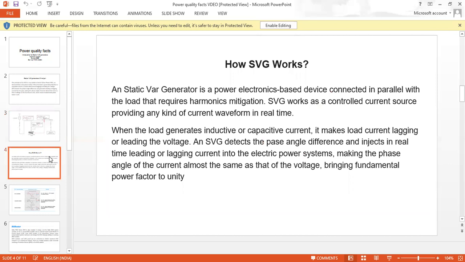Let me explain how the SVG works. A static VAR generator is a power electronics based device connected in parallel with the load, which requires harmonic mitigation. The SVG works as a controlled current source, providing any kind of current waveform in real time. When the load generates inductive or capacitive current, it makes the load current lag or lead the voltage. An SVG detects the phase angle difference and injects, in real time, leading or lagging current into the electric power system, which makes the phase angle of the current almost the same as that of the voltage, bringing the fundamental power factor to unity.